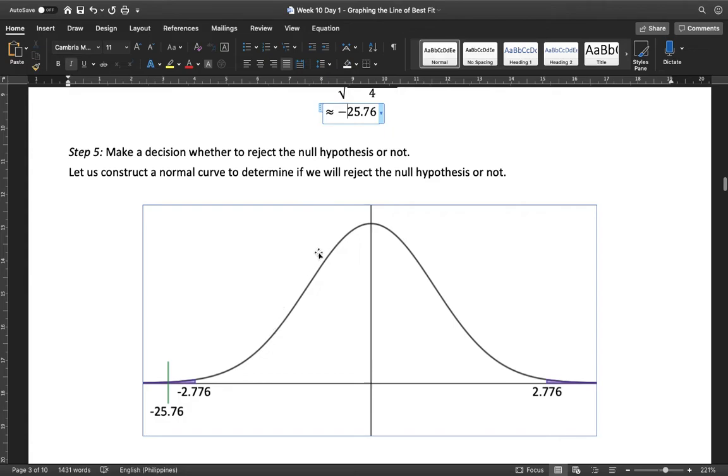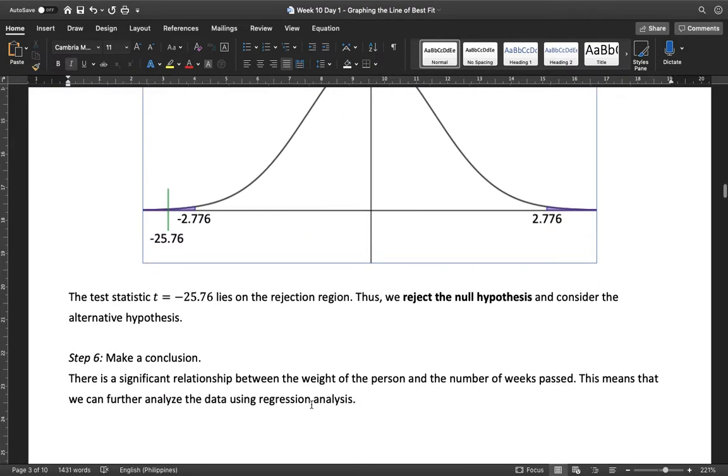Let's construct a normal curve. Critical value, negative 2.776 and positive 2.776. Nasaan si negative 25 dyan? Nandito. Somewhere here. So, it's in the rejection region, if you observe, no? So, we will reject the null hypothesis and consider the alternative hypothesis.